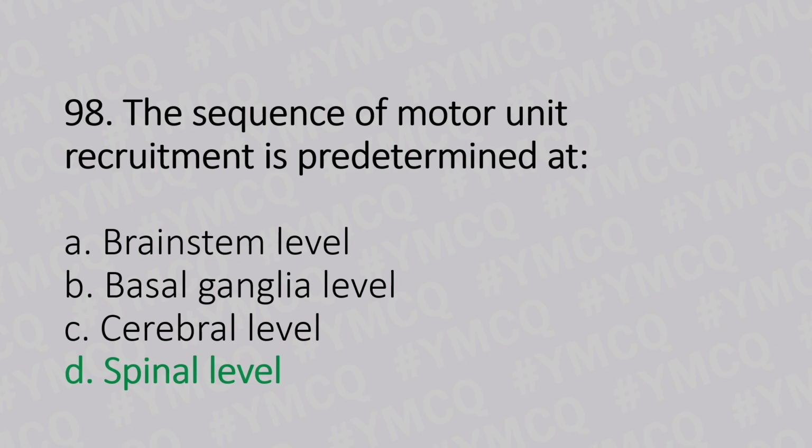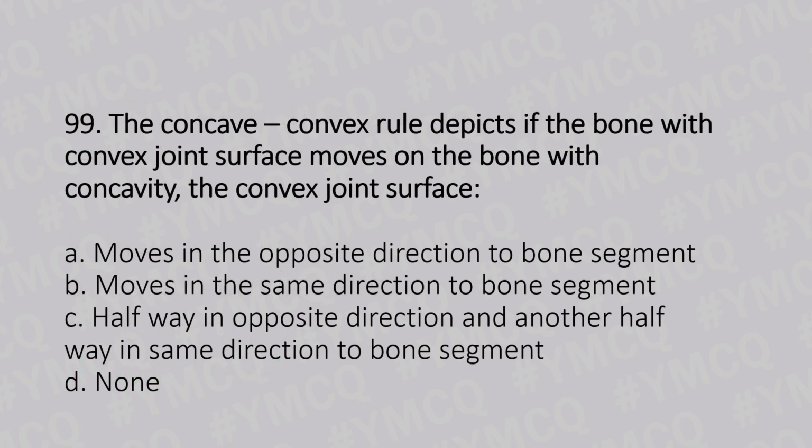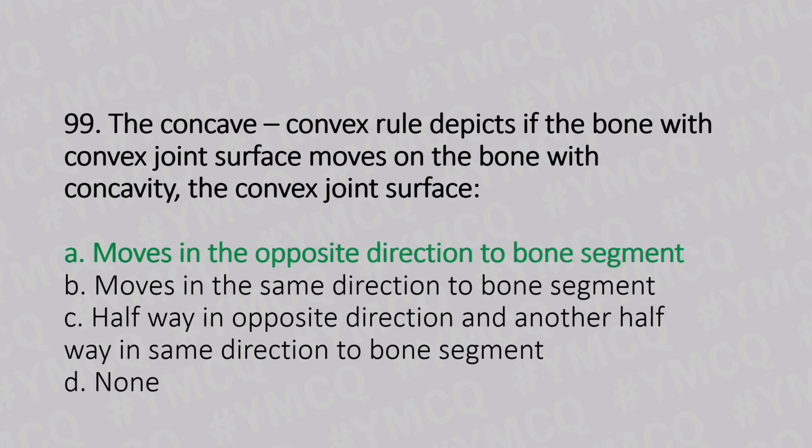Moving to our 99th question. The concave convex rule depicts that if the bone with convex joint surface moves on the bone with concavity, the convex surface, option A, moves in the opposite direction to the bone segment. Option B, moves in the same direction to the bone segment. Option C, halfway in opposite direction and another halfway in the same direction to the bone segment. Option D, none. And the answer is option A, moves in the opposite direction to the bone segment.